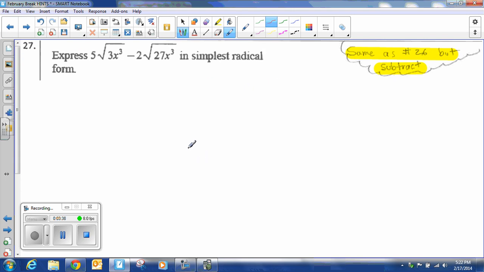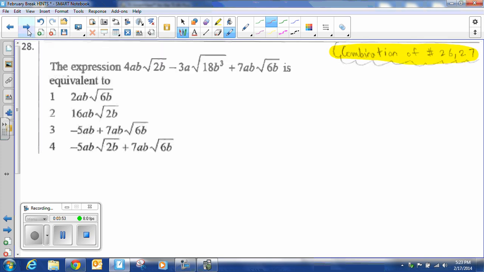Number 27, pretty much the same thing as 26, except here we are subtracting. Also keep in mind that this is square root because there's no number in the index of the radical, which means it's a 2, square roots. Number 28, this is a combination of 26 and 27 where you'll be subtracting and adding. These are all square roots.